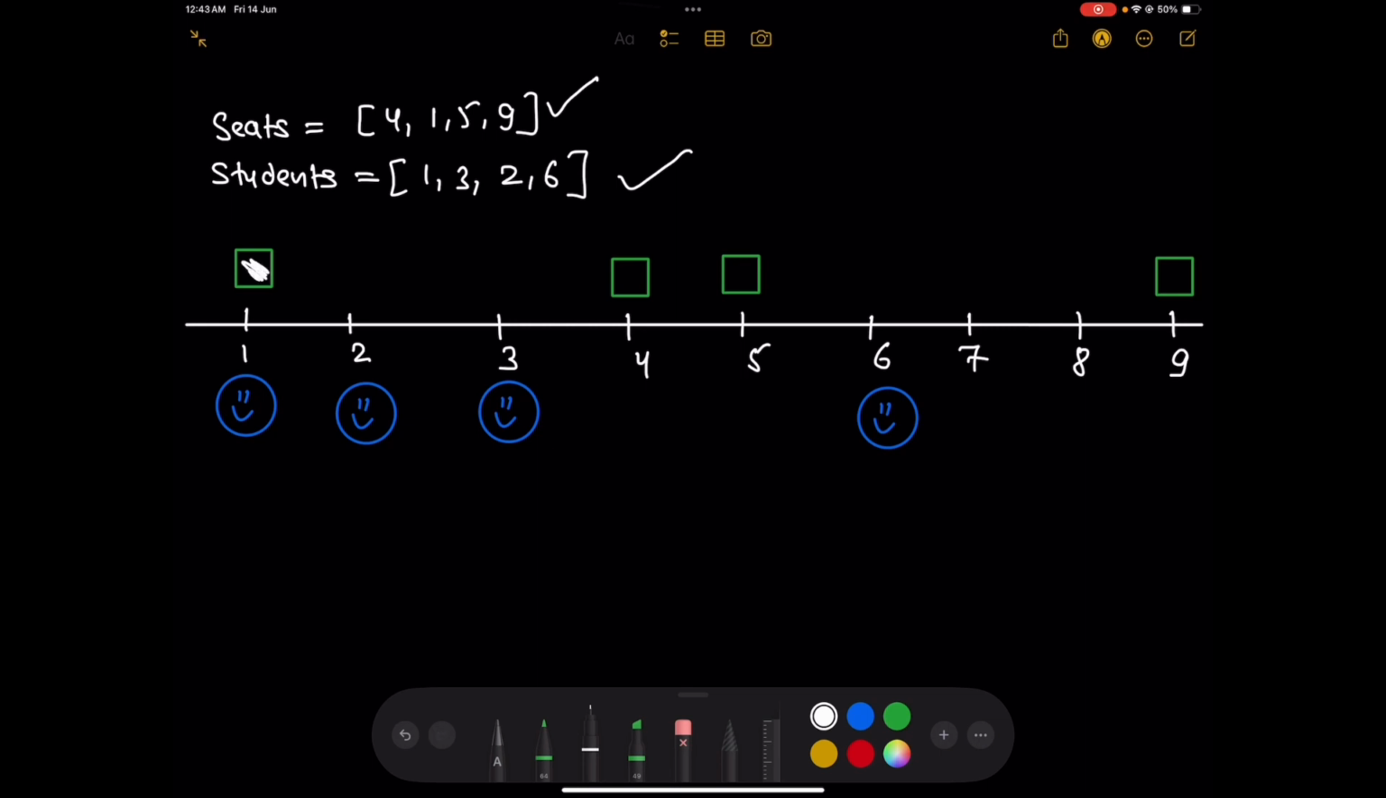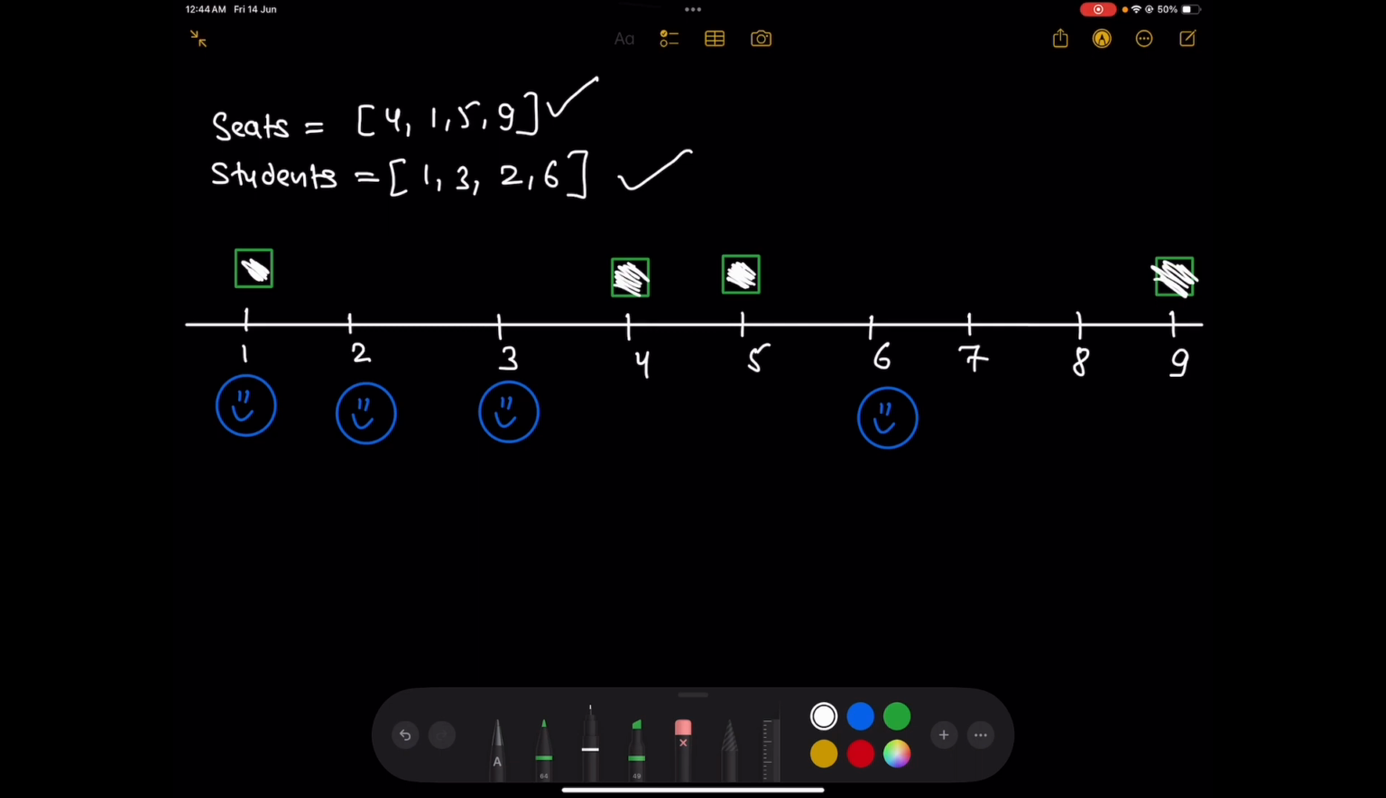So it's a kind of a greedy approach. Now student 2 is here. The nearest seat to student 2 is this seat. So let's make the student 2 sit over here. Now the nearest seat for student 3 is going to be this seat, so let's make the student 3 sit there. And for student 6, obviously this seat is remaining, so let him sit here. Logically there is no other way to make them sit so that the number of moves is minimum. So focus on that.